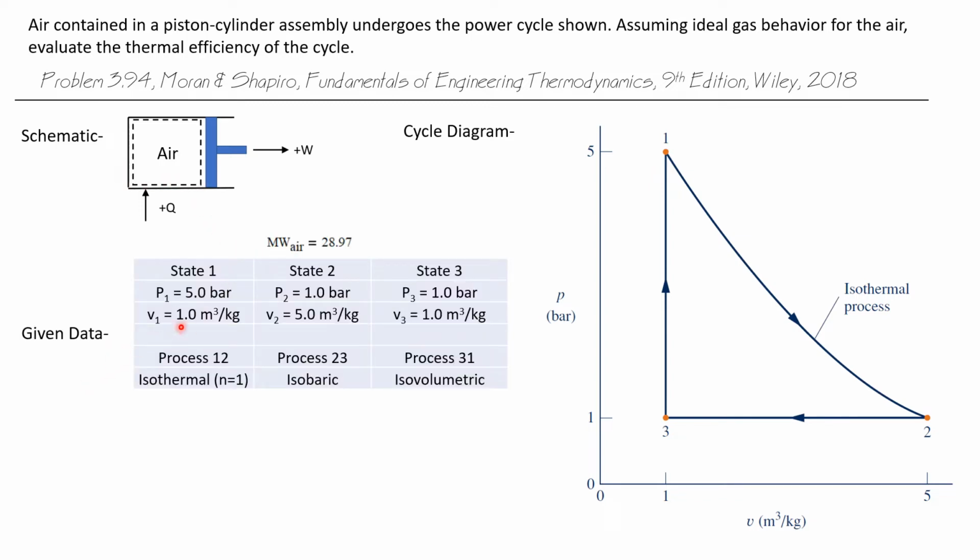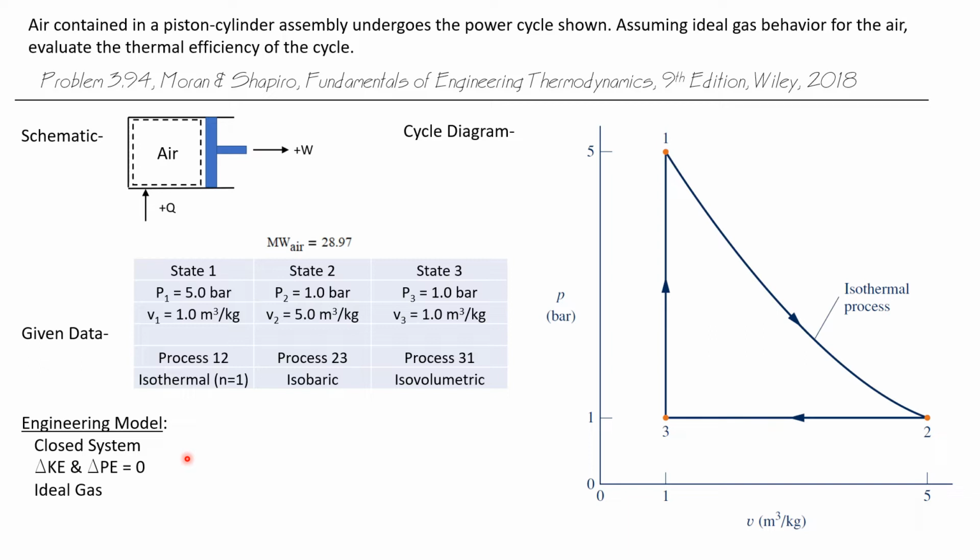The given data defines the pressure and specific volume at each of the three states, which were taken from this diagram. And we also describe the three processes for this cycle, the first being isothermal, which is a polytropic process with the value of n equal 1. Process 2-3 is isobaric, and process 3-1 is isovolumetric.